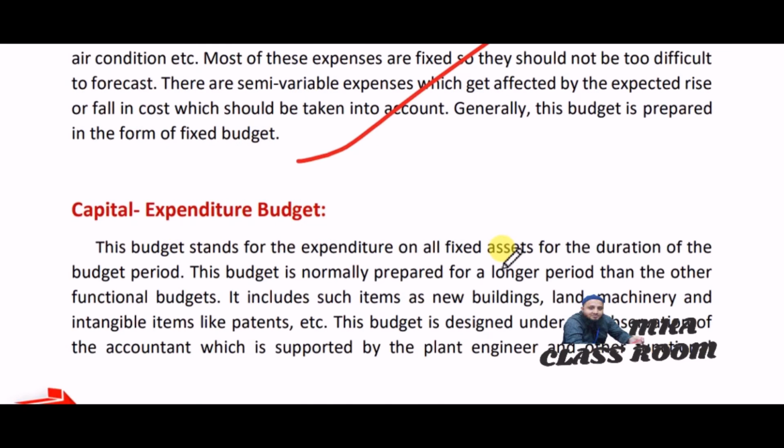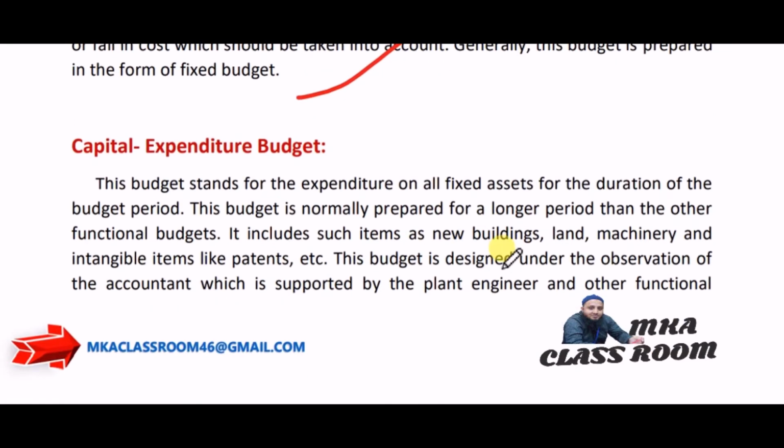Capital expenditure budget. This budget stands for expenditures on all fixed assets for the duration of the budget period. This budget is normally prepared for a longer period than the other functional budgets. It includes such items as new buildings, land, machinery, and intangible items like patents, etc.